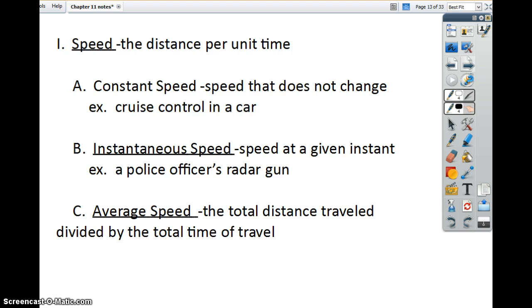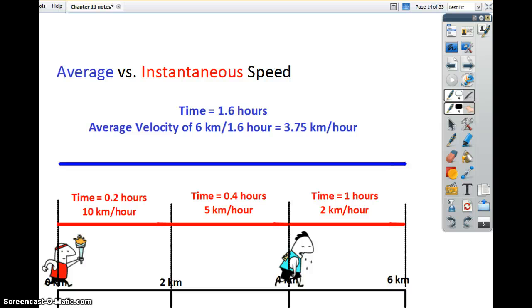Average speed is the total distance traveled divided by the total time of travel. This slide you do not need to copy, but it shows what I mean by average versus instantaneous speed. Looking at this figure, at 0 kilometers, the person was able to run at 10 kilometers per hour. So at that instant, he's going 10 kilometers per hour.